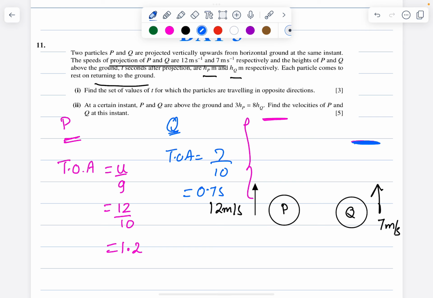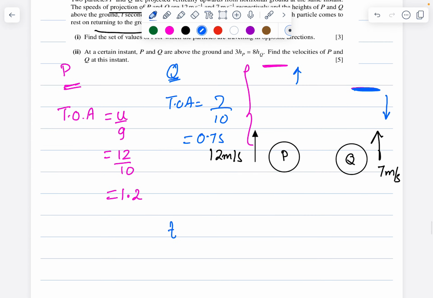So the set of times for which the particles are traveling in the opposite direction: after 0.7 seconds, Q will start coming downwards, but P will continue to go upwards. So from 0.7 to 1.2 seconds, P is going upwards, whereas Q is coming downwards. So they are in opposite directions.